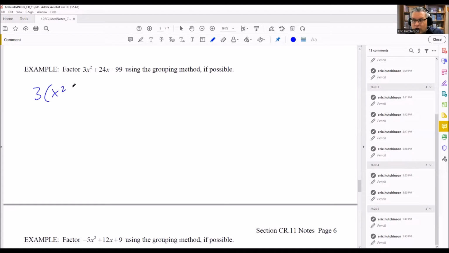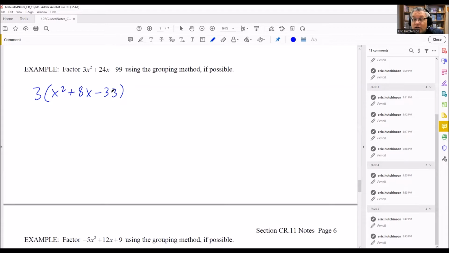So I get x squared, 24 divided by 3 is 8x, negative 99 divided by 3 is negative 33. So that's the first factoring that we did the first round through. But now we want to see, can this be factored again? So we're going to look at the part that's inside the parentheses.